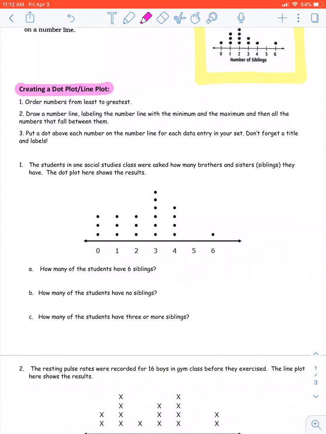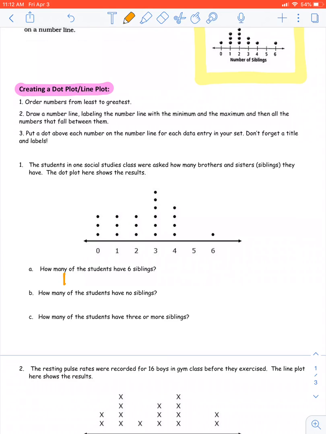Now, for now, we're going to head to the first example. This is just going to have us practice reading dot plots. So this dot plot shows students in one social studies class that were asked how many brothers and sisters they had. And you can see the results in this dot plot. So let's answer some questions. Part A. How many of these students have 6 siblings? So here's the 6. How many dots are at 6 siblings? You can see that one person has 6 siblings.